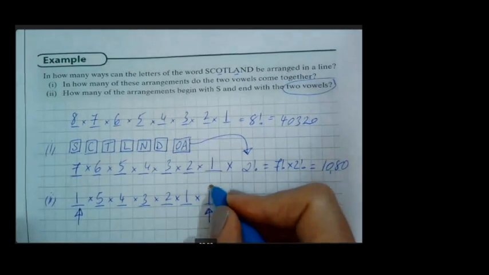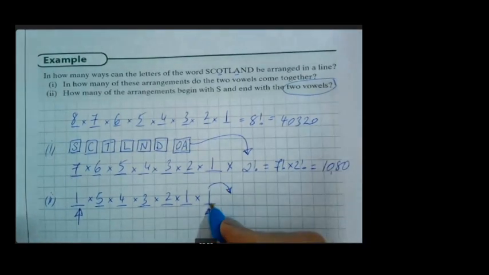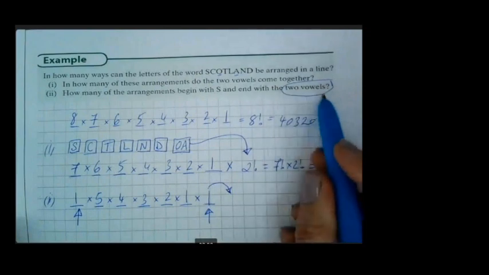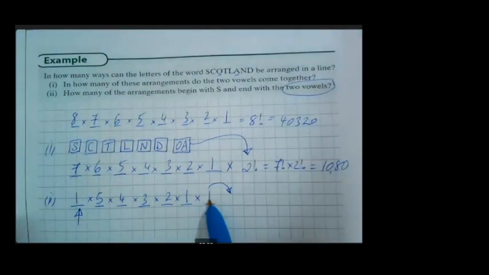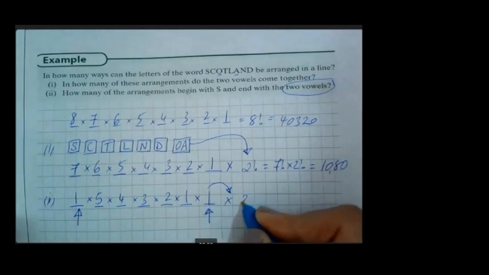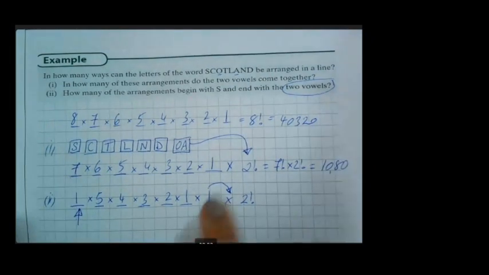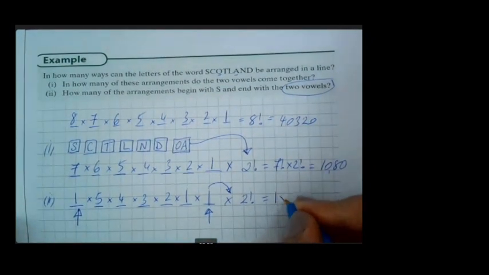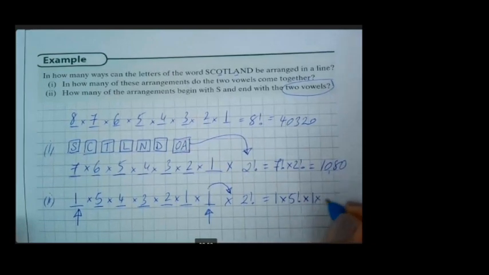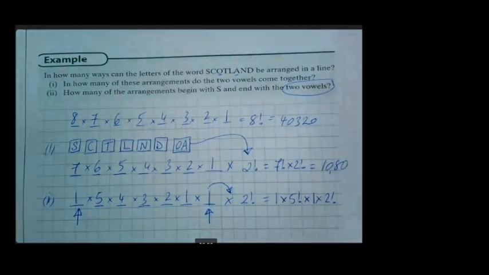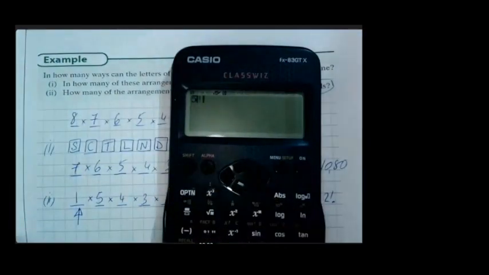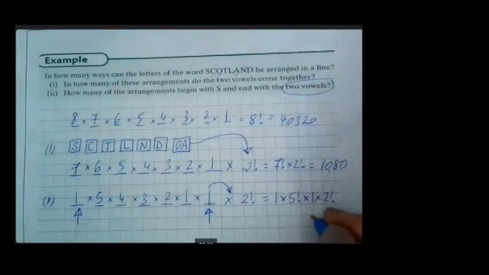And of course, I do need to consider those vowels. It doesn't specify the order in which the vowels need to go, which means it could be OA or it could be AO. So again, there's 2 vowels. Therefore, there's 2 factorial ways of arranging those 2 vowels at the end. So what I have here is 1 times 5 factorial times 1 times 2 factorial. So technically, that's just 5 factorial times 2 factorial, which is 240.